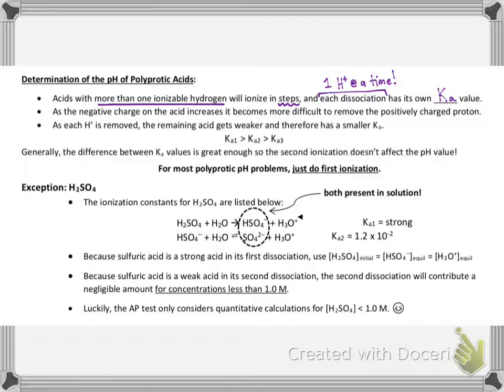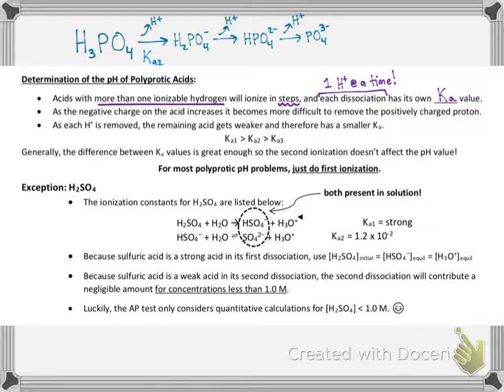That means the remaining acid gets weaker and weaker. So if you have an acid, let's say you're looking at phosphoric acid, it has 3 protons to get rid of. And every time it loses a proton, it's got a new Ka value that's even smaller than the previous Ka value. So the Ka value for the first proton removed we call Ka1. For the second proton is Ka2, and so on.